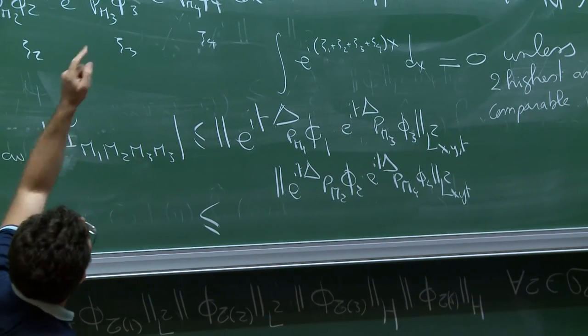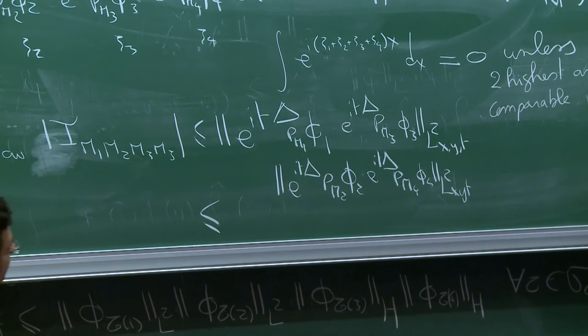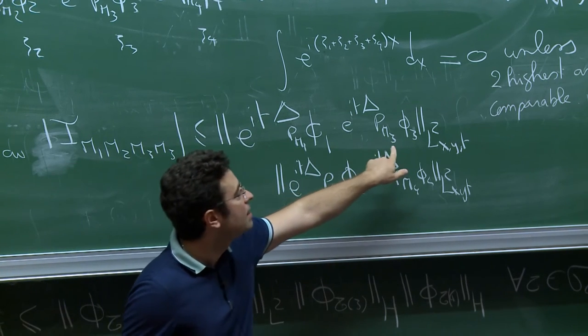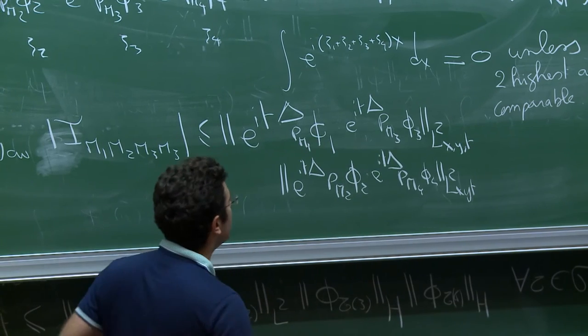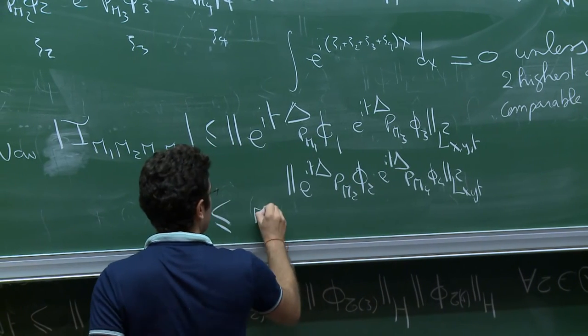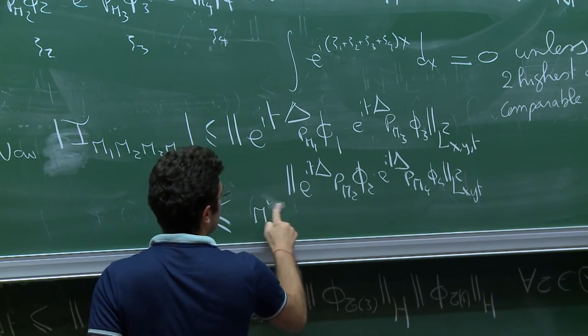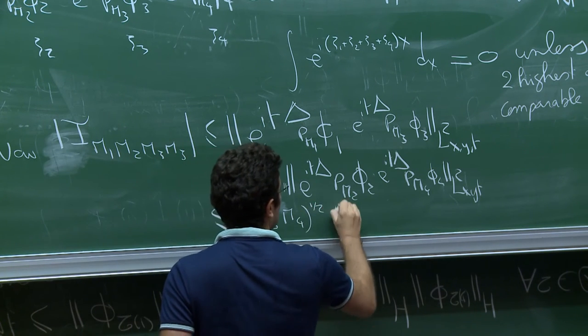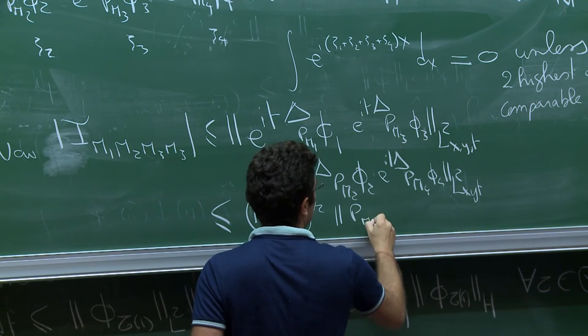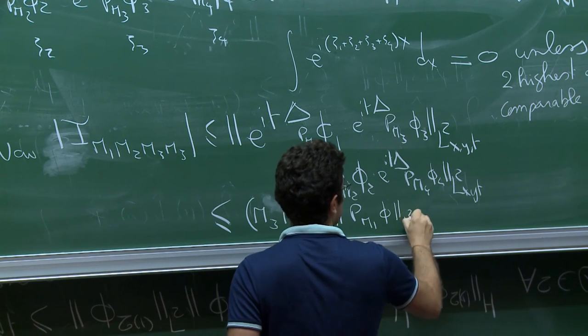And now I'm going to use the estimate that I have, of course, just erased. But that says that I can estimate that by one half of the derivative of the smallest. So in this case, it would be M3, and in this case, it would be M4. And now all of them are in L2.